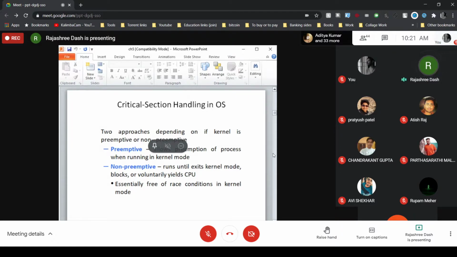A preemptive kernel is also more suitable for real-time programming, as it allows a real-time process to preempt a process currently running in the kernel. So remember one thing: with the non-preemptive kernel there will be no race condition, but with a preemptive kernel there is a chance of race conditions, so it needs to be designed carefully.